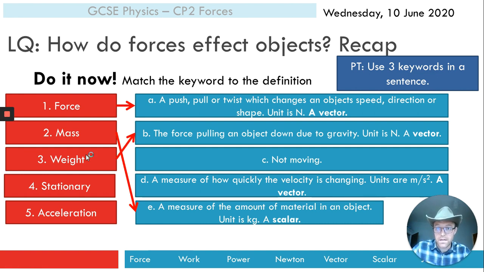Weight is the force pulling an object down due to gravity, due to its position in a gravitational field. The unit is newtons and it is a vector quantity. Stationary is a big word which means not moving. And acceleration is a measure of how quickly the velocity of an object is changing. The units are meters per second squared, and it is a vector quantity.